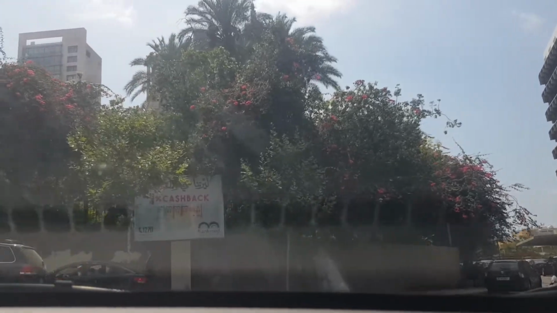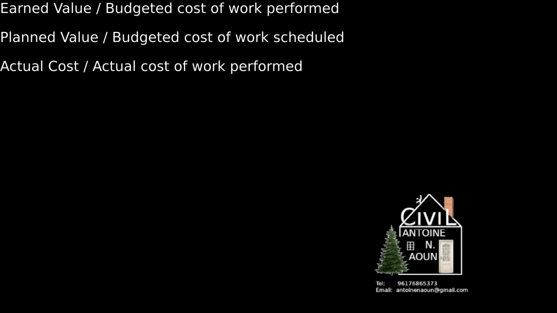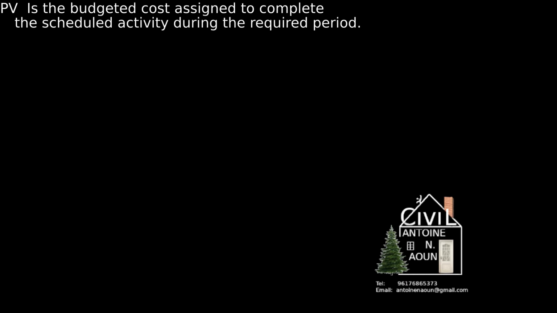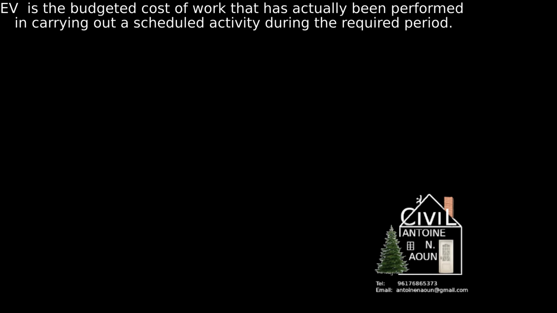Now, before going through the earned value analysis, you should understand these terms: earned value or budgeted cost of work performed, planned value or budgeted cost of work scheduled, and actual cost or actual cost of work performed. PV is the budgeted cost assigned to complete the scheduled activity during the required period. So it's the relationship between the budgeted cost and the proportion of time.